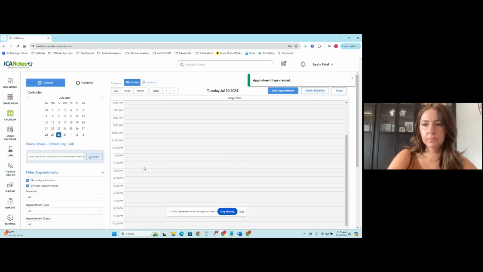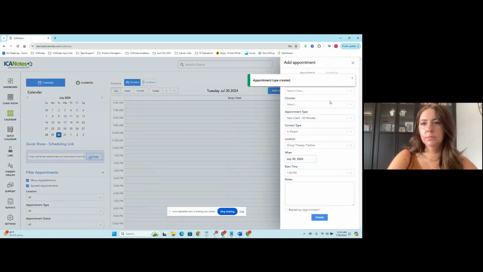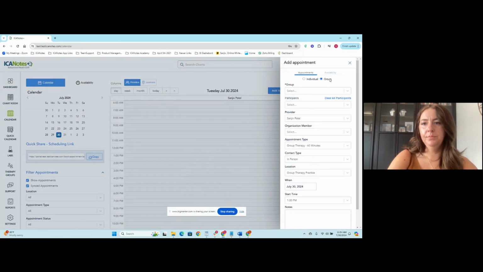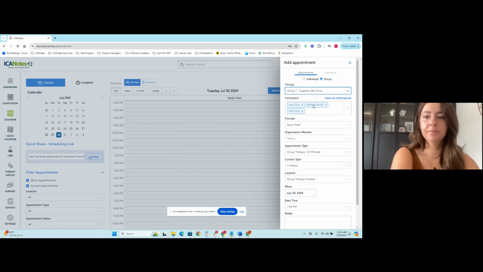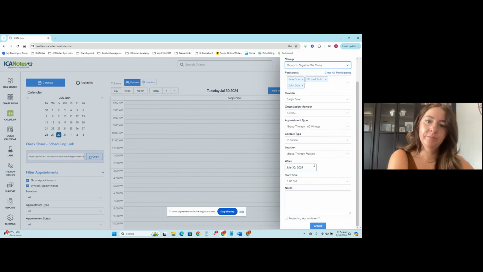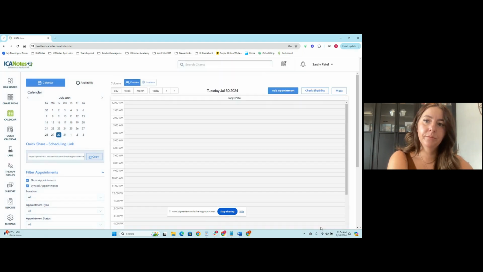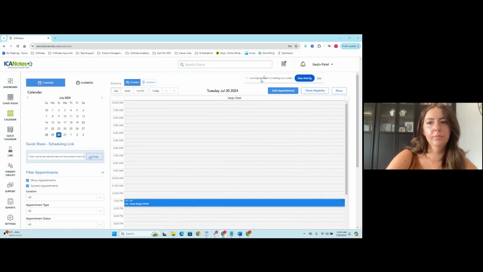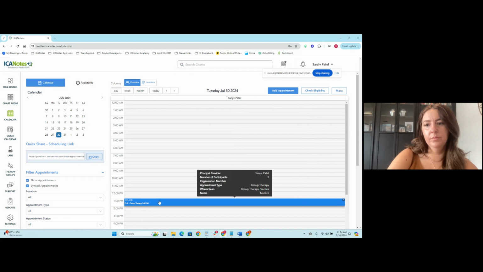Go back to the calendar here, go to 1 to 2, and you can see how easy it is to use this. I'm going pretty quick here. So I have the appointment type group therapy 60 minutes today starting at 1 o'clock, and I go ahead and click on create appointment. All right, so I have my group therapy session scheduled here.